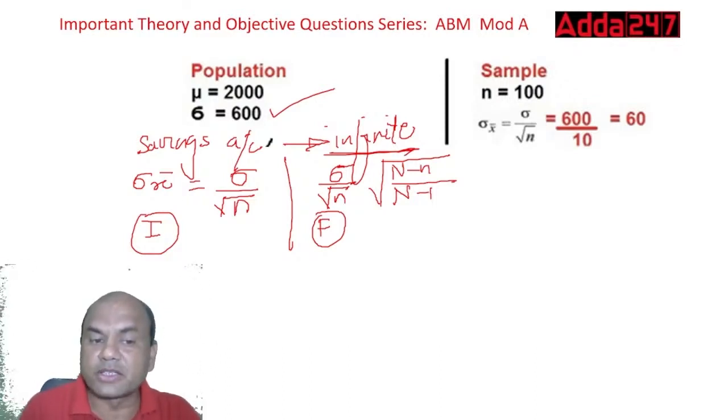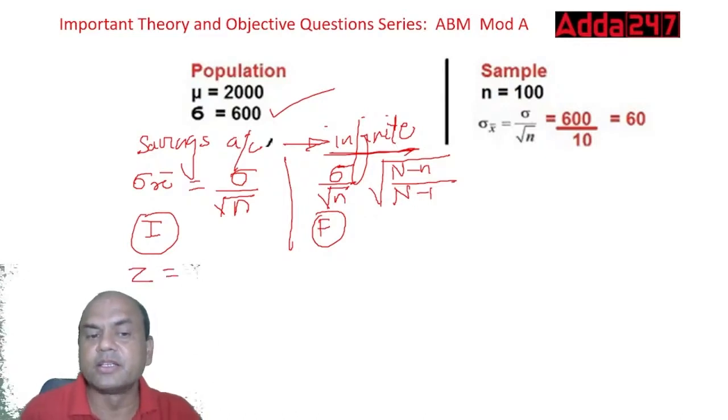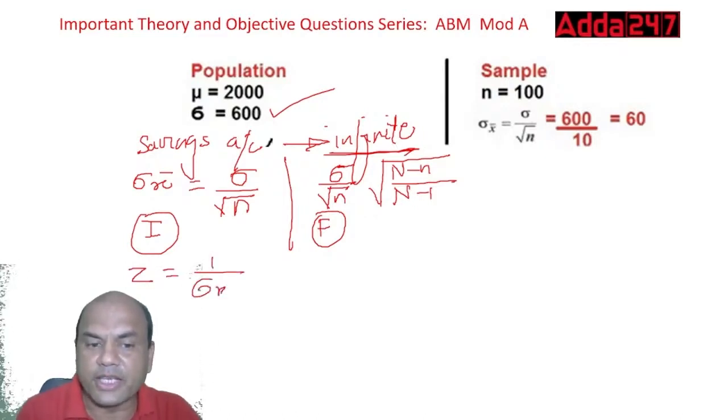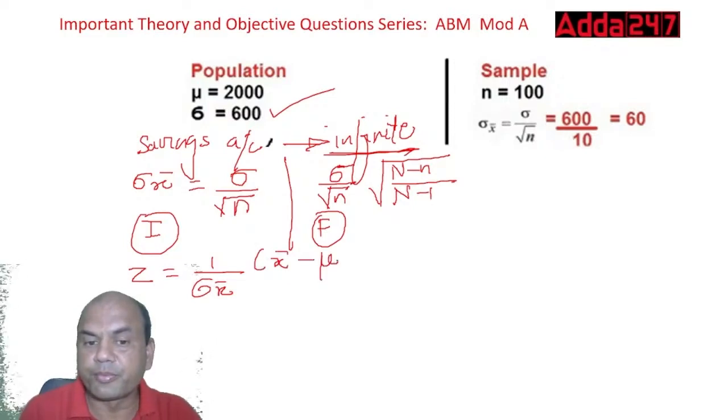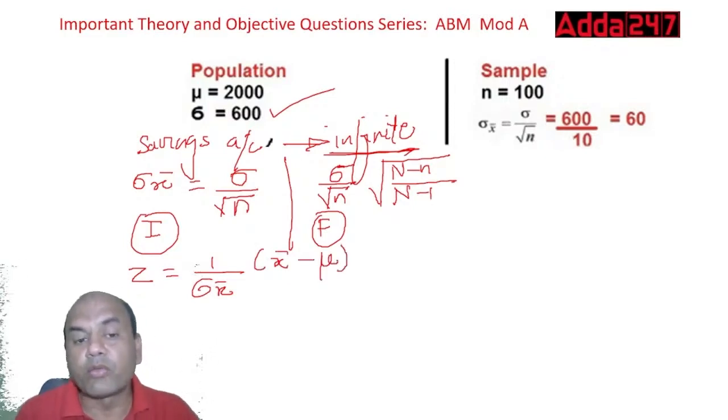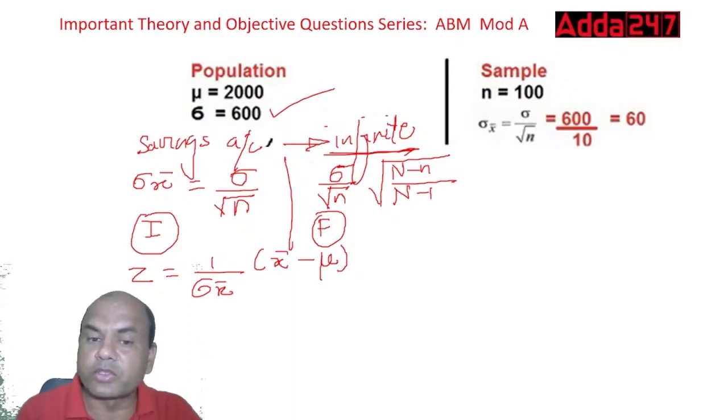Now the next formula which we get is Z. How to find out the Z? See, the Z formula is like this: Z equals 1 upon sigma x bar, this sigma x bar means standard error, into x bar minus mu. Now what is sigma x bar? Sigma x bar is what you have just got. So 1 upon 60.